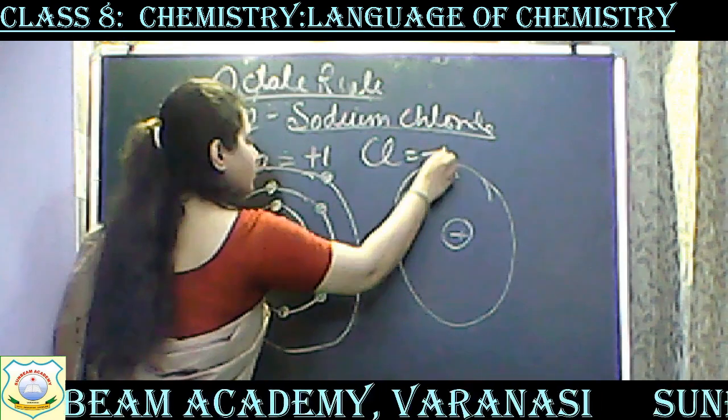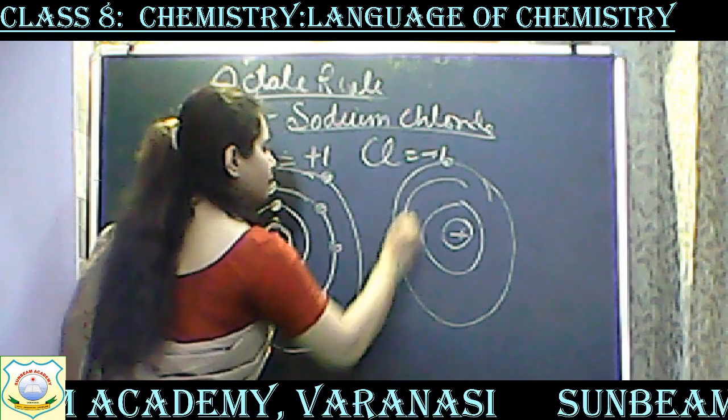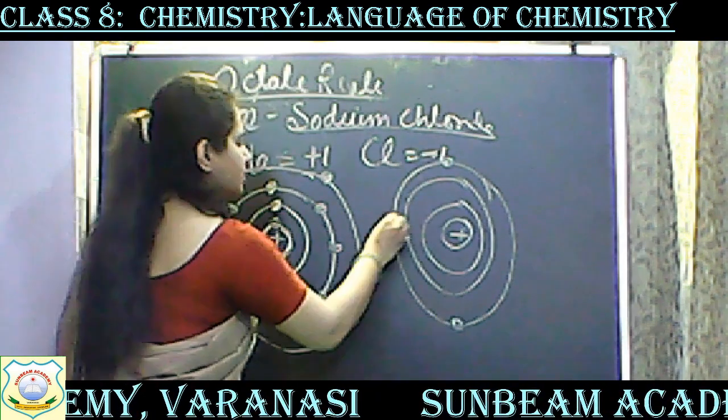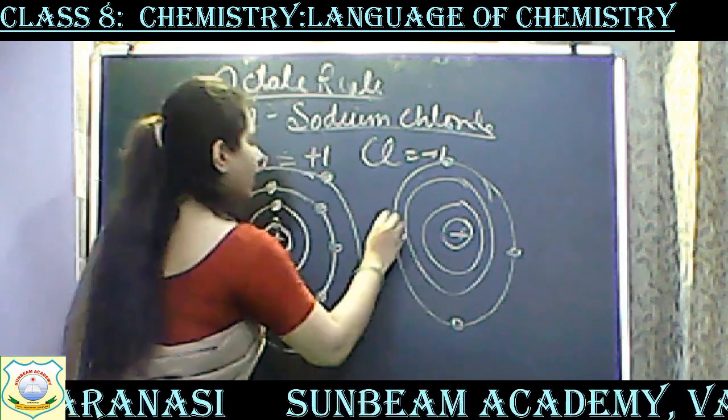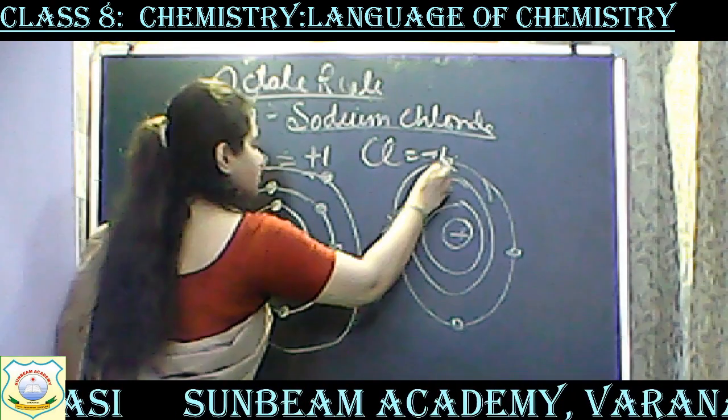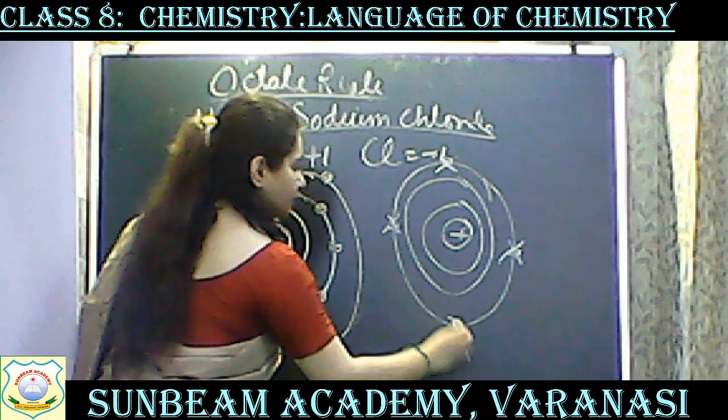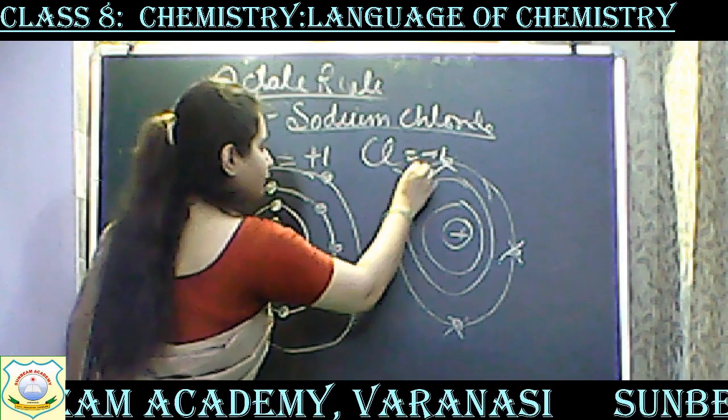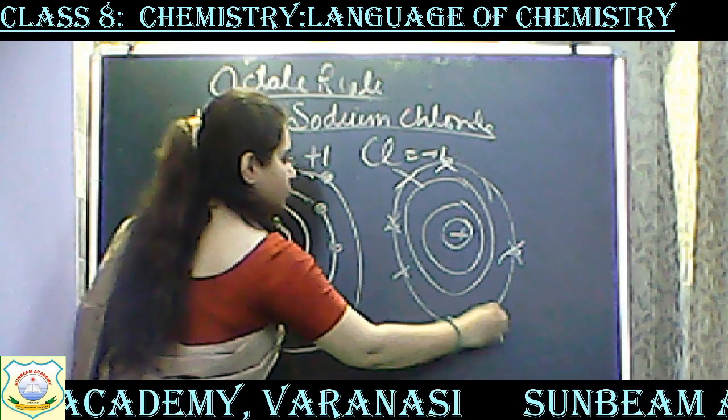So in the outermost shell they will have how much electron? 7 electrons. Alright. I am just making it as cross so that it is clear. So 1, 2, 3, 4, 5, 6, 7.